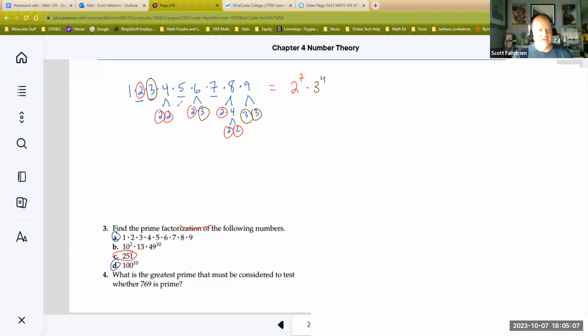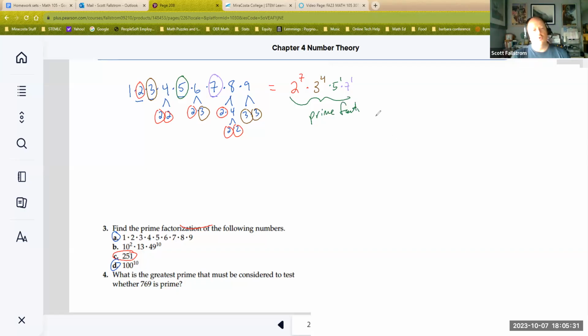Next up would be my 5s. I just have one of those. And lastly would be 7s. And so I just have one of those. Now, again, you could write this as 7 to the 1st, and you could write this as 5 to the 1st if you wanted to. You don't have to, because this is the prime factorization.